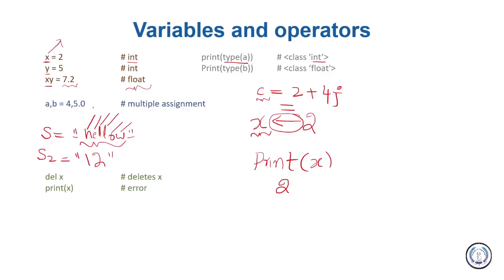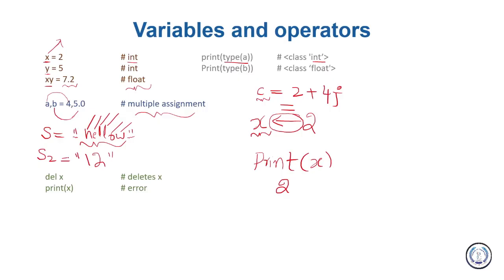Further, you can assign more than one value to more than one variable in a single line. That is sometimes called multiple assignment. For example, if you write a comma b equals 4 comma 5.0, then 4 will be assigned to a and 5.0 will be assigned to b. Notice one thing, although 5.0 looks like an integer, when you write a decimal expansion, it automatically becomes float. So if you check the type of a, it will be integer, and if you check the type of b, it will be float.